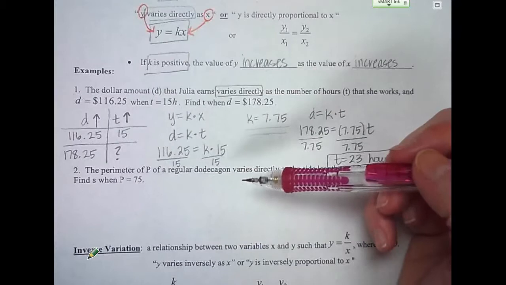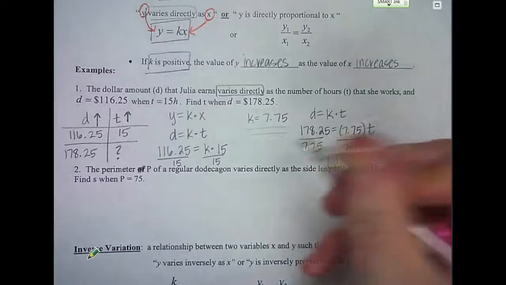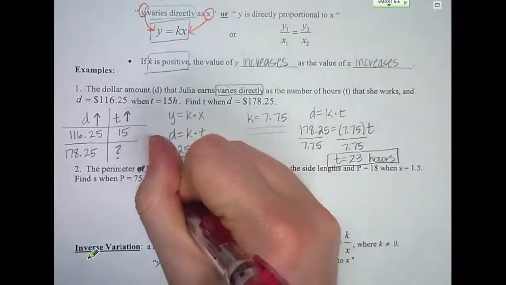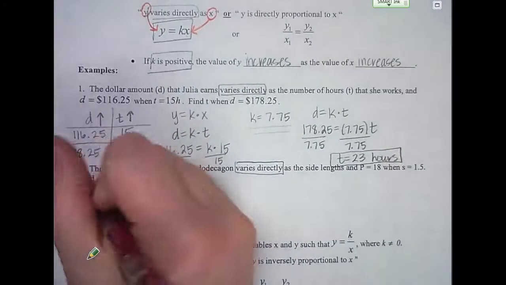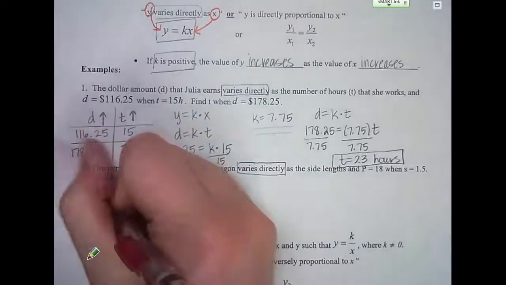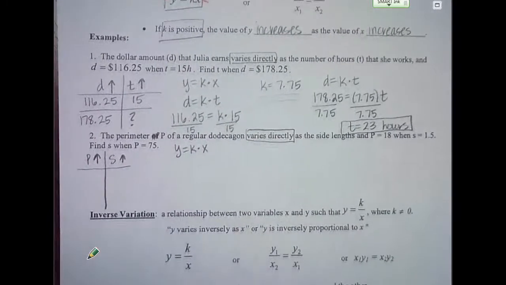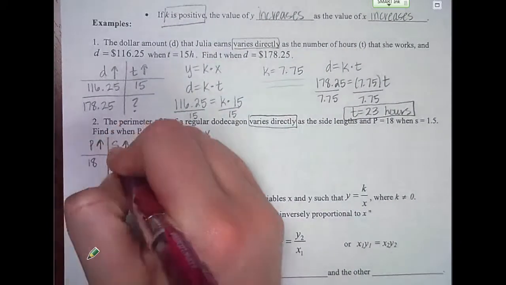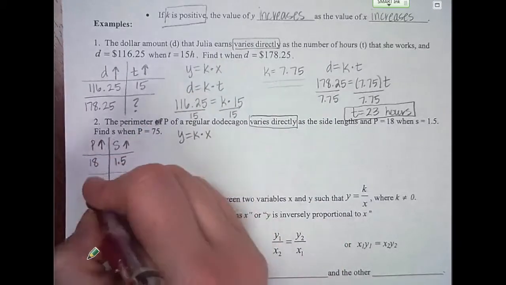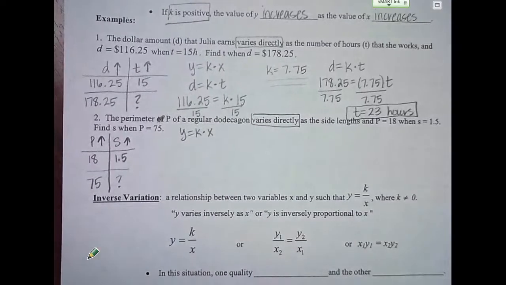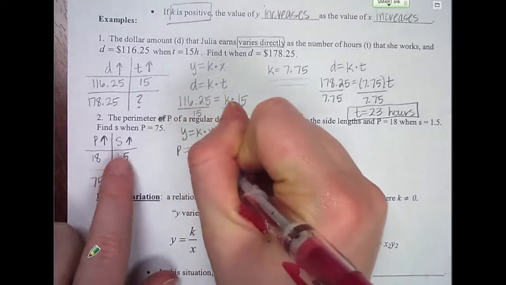It says the perimeter P of a regular dodecagon varies directly, so there's your key to know which equation you're using. So we're going to use y equals k times x. So we have the perimeter P, so as P increases, the side lengths increase. It says P equals 18 when S equals 1.5. Find S, so we want to put a question mark where S is, when P is 75. Okay, so now instead of the y and the k, again, input what you have here. So we have P equals k times S.